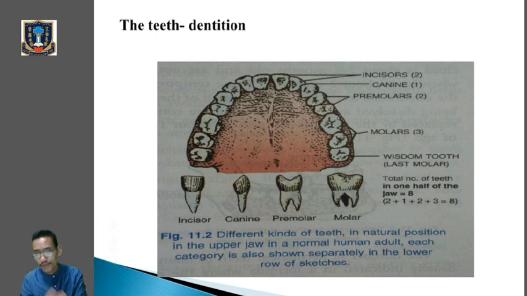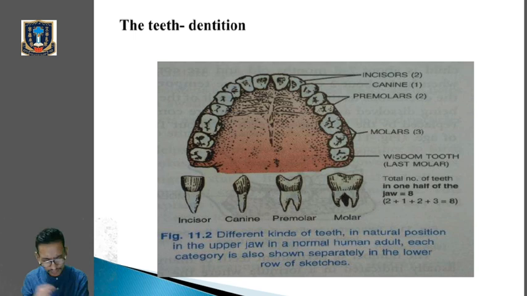In the first video, we have learned about the mouth, the upper lip, the lower lip, and the tongue functions. Now we learn about the second organ of the digestive system, that is teeth, or we can say the dentition also. Teeth have a very important role. They mainly help to break the food particles into smaller parts, so that those smaller parts can be easily mixed with the saliva and help in the process of digestion.